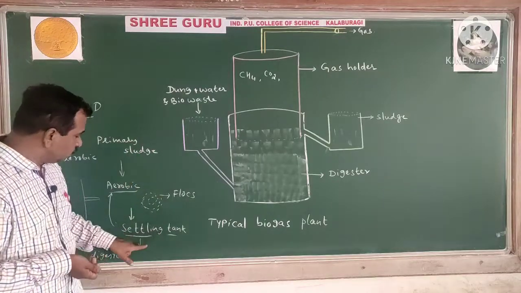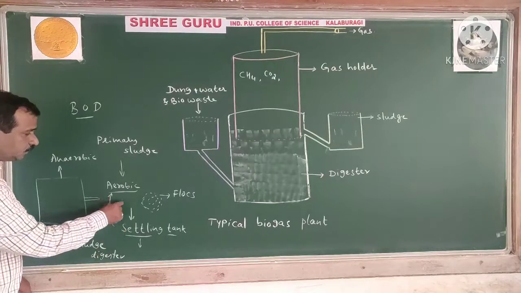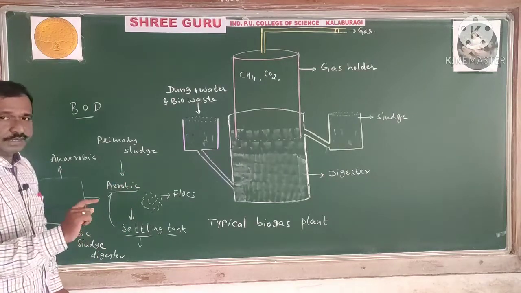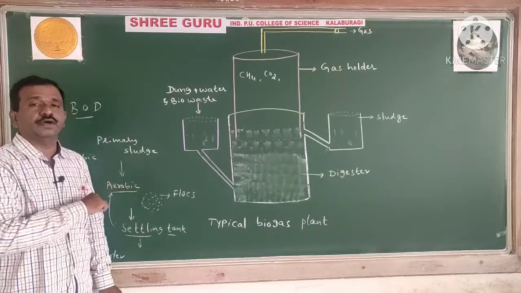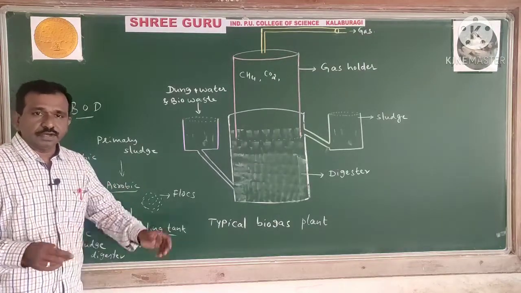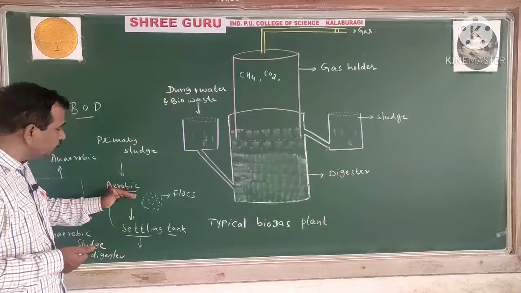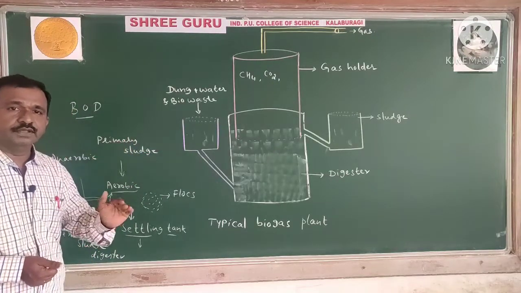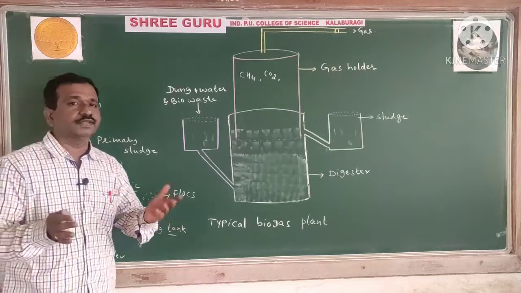So during this aerobic stage, whenever the aerobic bacteria start consuming the organic matter, we have to frequently check the BOD. If the BOD is reduced, then we can say that the water is less polluted.